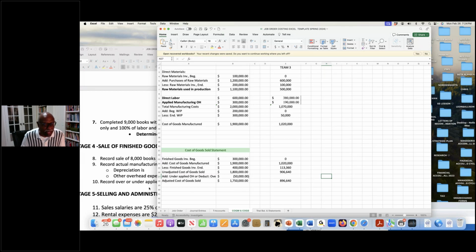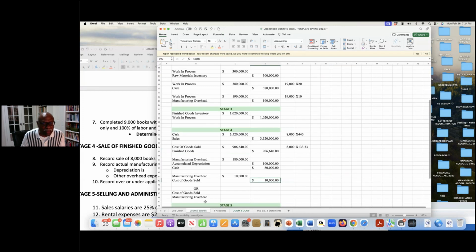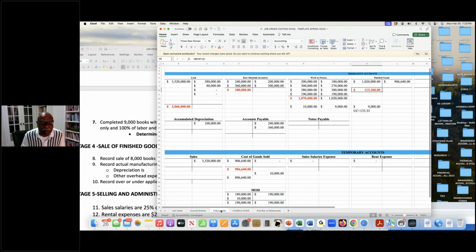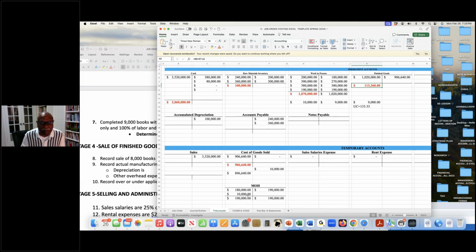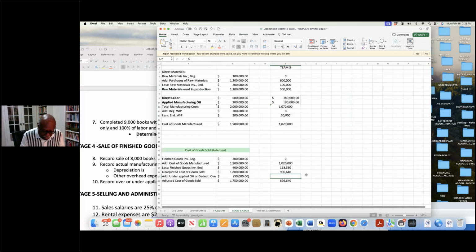Now what do we need to do with this overhead right quick? Since we over-applied, we need to subtract. How much did we have in that journal entry? Well, let's just go to the T account. How much was in the T account? 10,000. So we're going to subtract this 10,000, right? It's going to get us to the 896,640.